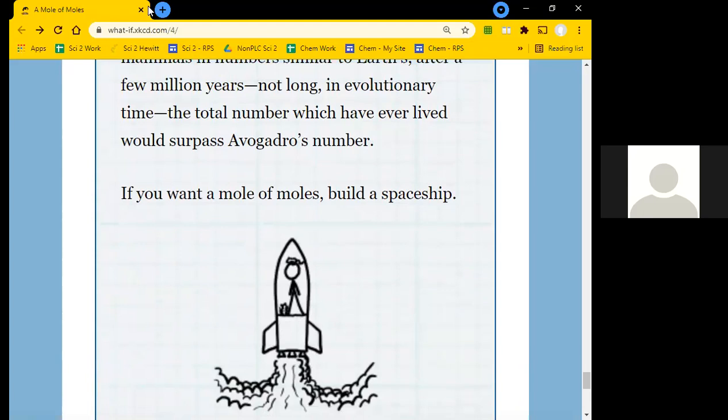So there you have it. A mole of moles. Gives you a sense of what a mole is as well, in the sense of the number. Okay, it's a really, really big number. And so now back to our regularly scheduled lecture.